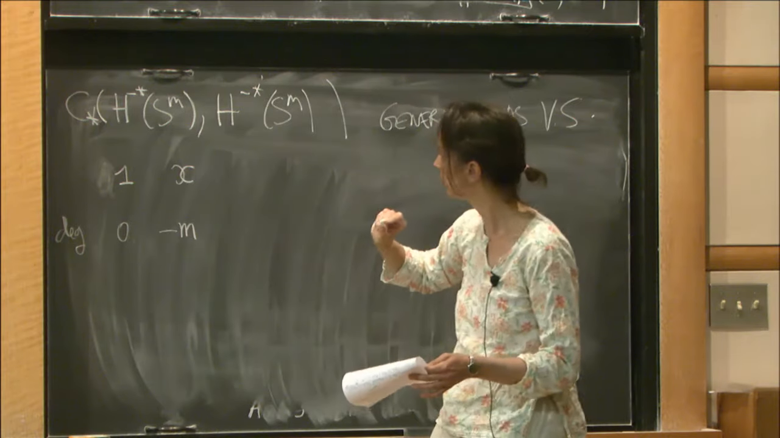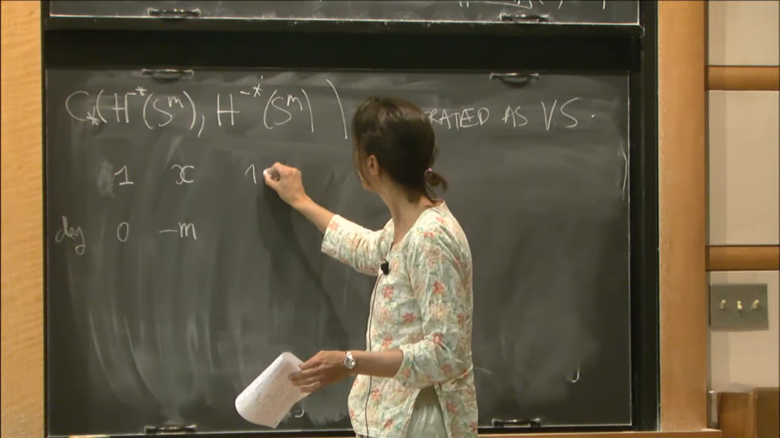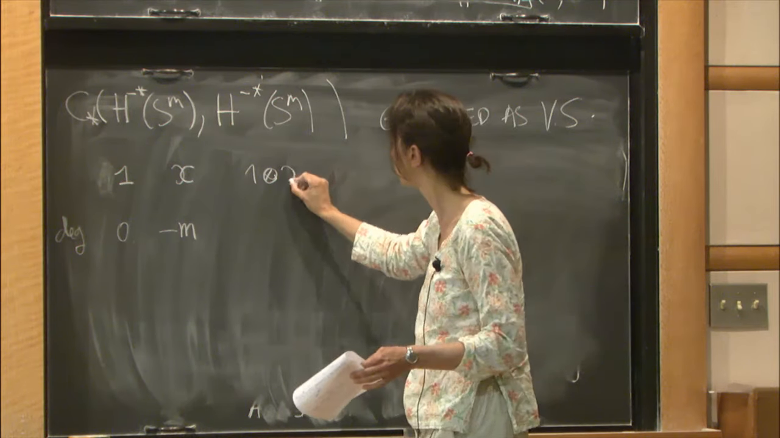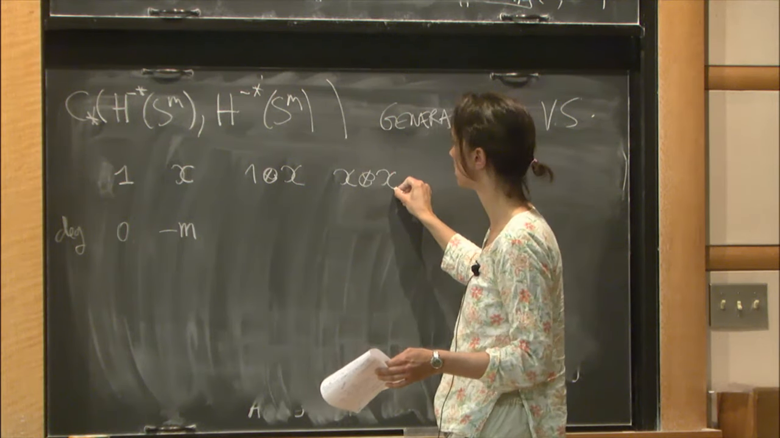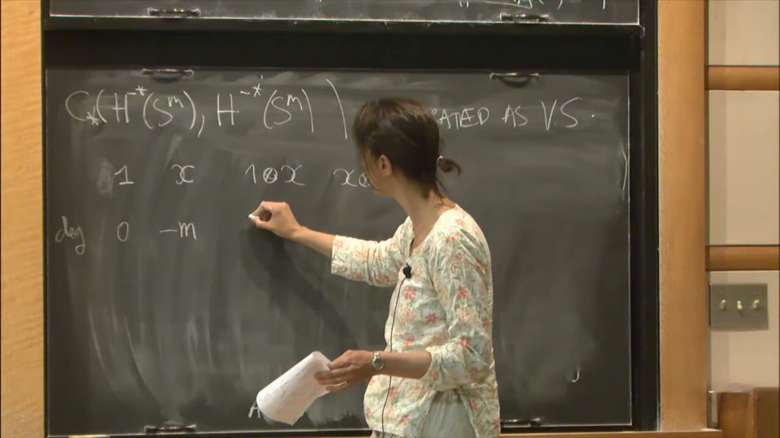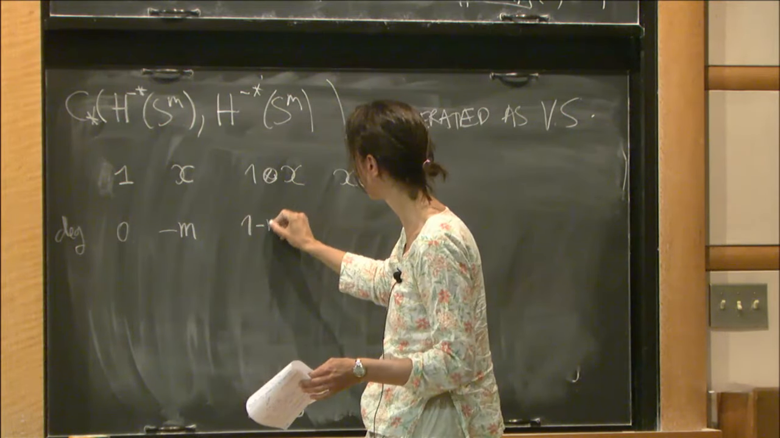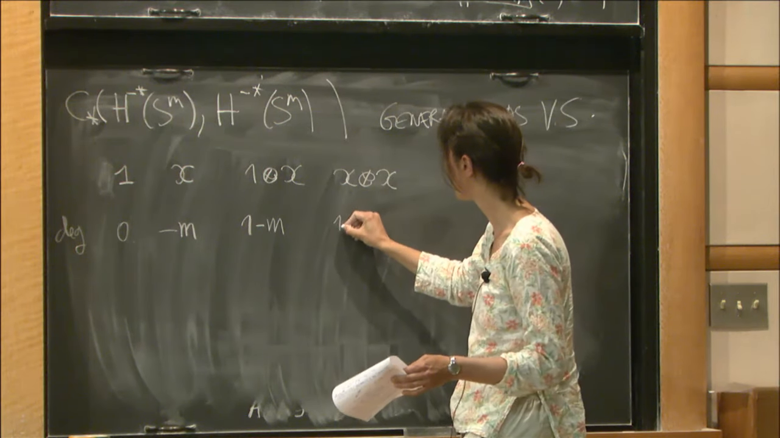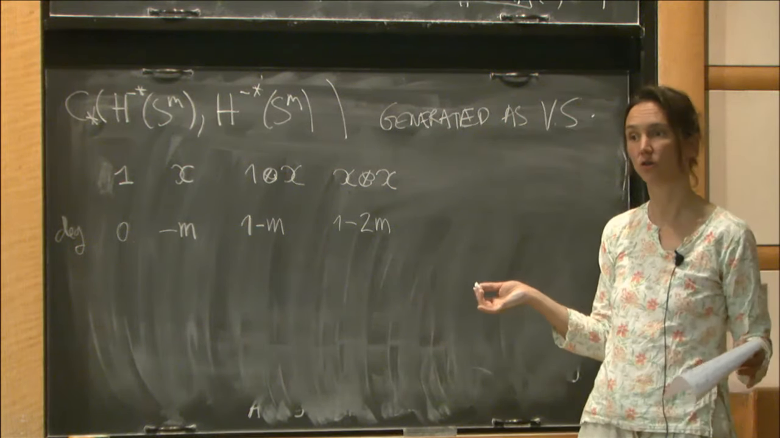Now, if I have two things, I could put 1 in the first position, and then in the second position I can only put x, because 1 is not allowed. I could also have started with x, so I have x tensor x. This is in degree 0 plus m minus 1, so 1 minus m, and the other is minus 2m plus 1, so 1 minus 2m. Then I'm done with Hochschild degree 1.